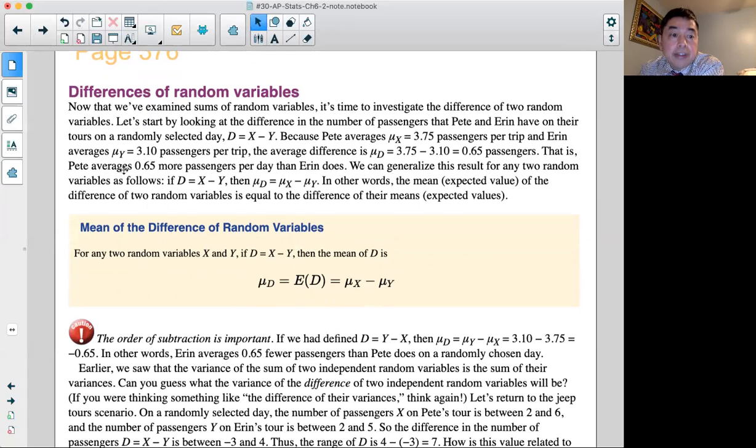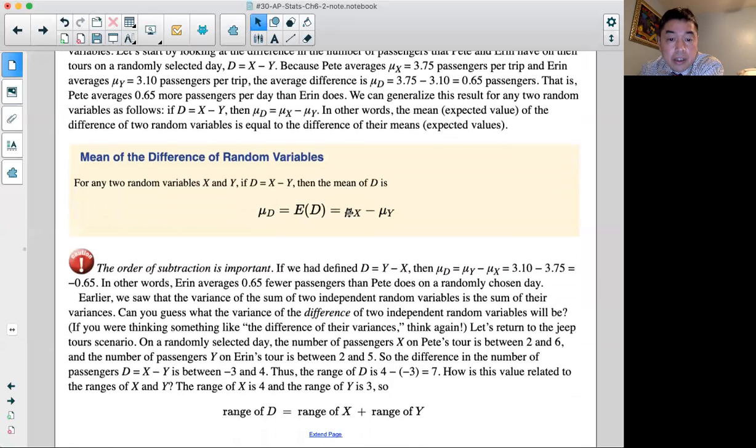So the peak average is 0.65 passengers per day. He has 0.65 more passengers per day than Erin. Okay, so this is the equation: the expected value of the difference is mu sub X minus mu sub Y. The order of subtraction is important.